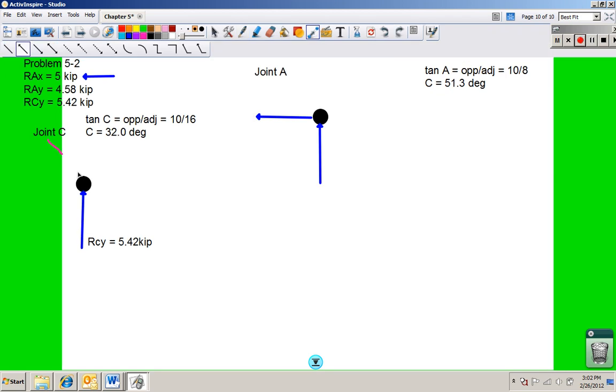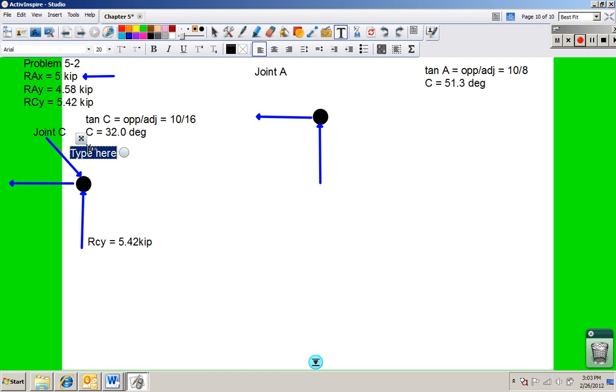It's got to be acting down in the Y direction because it's the only Y force at this joint, and it's got to counteract this up. So we're going to draw it like this. Now since that is going in a negative X direction, I know that FAC must counteract that, so it must go in a positive X direction. So we've got those. Now let's label these just so that we don't forget what they are. This is FBC, and this is FAC.